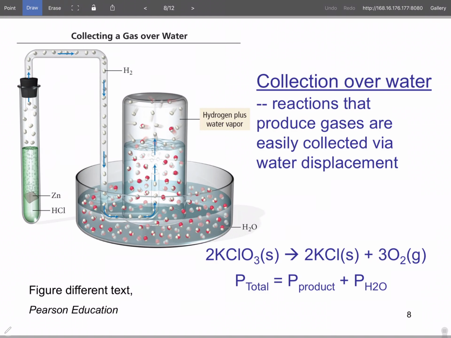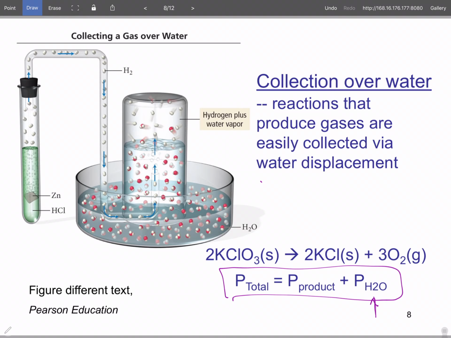Okay. Now, why is this useful? We're doing collection over water. When we get to gas stoichiometry and the gas lab, both of the gas labs that we're doing at the beginning of the week, you're going to have to worry about the water, because your pressure total is equal to whatever your product is plus water. Because if you're collecting over water, and we did this in the first gas law lab where we were doing a temperature volume, and we did it in the second one when we were doing something that looked much more similar to this, except we weren't using zinc, we were using magnesium.